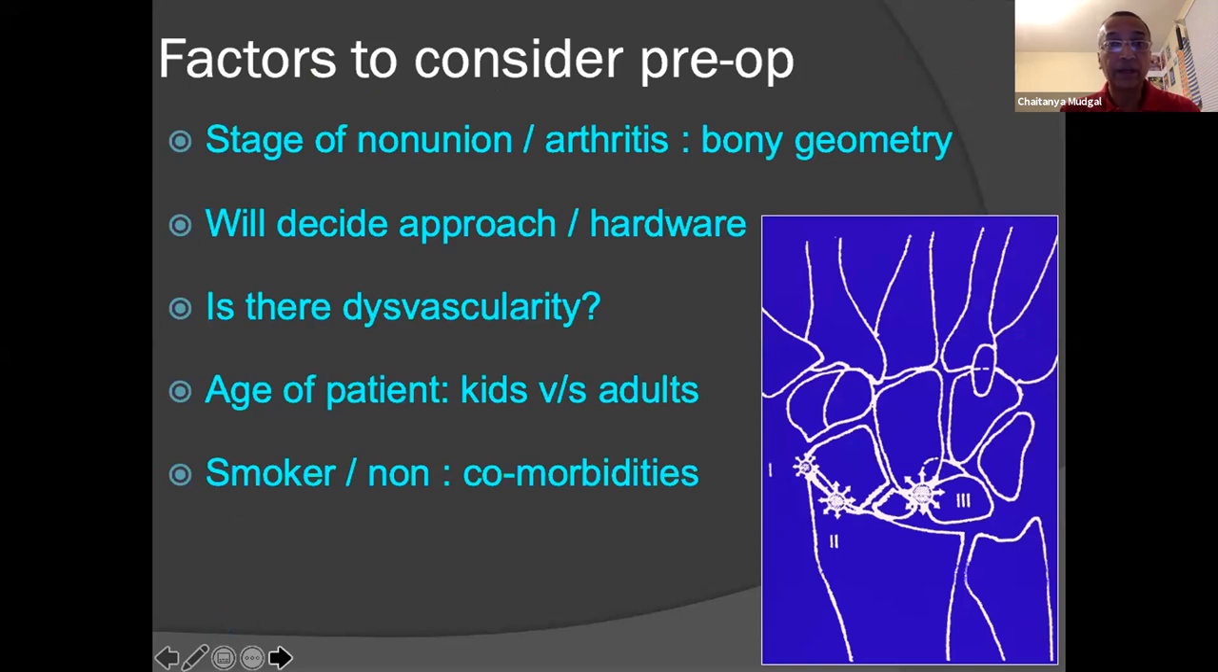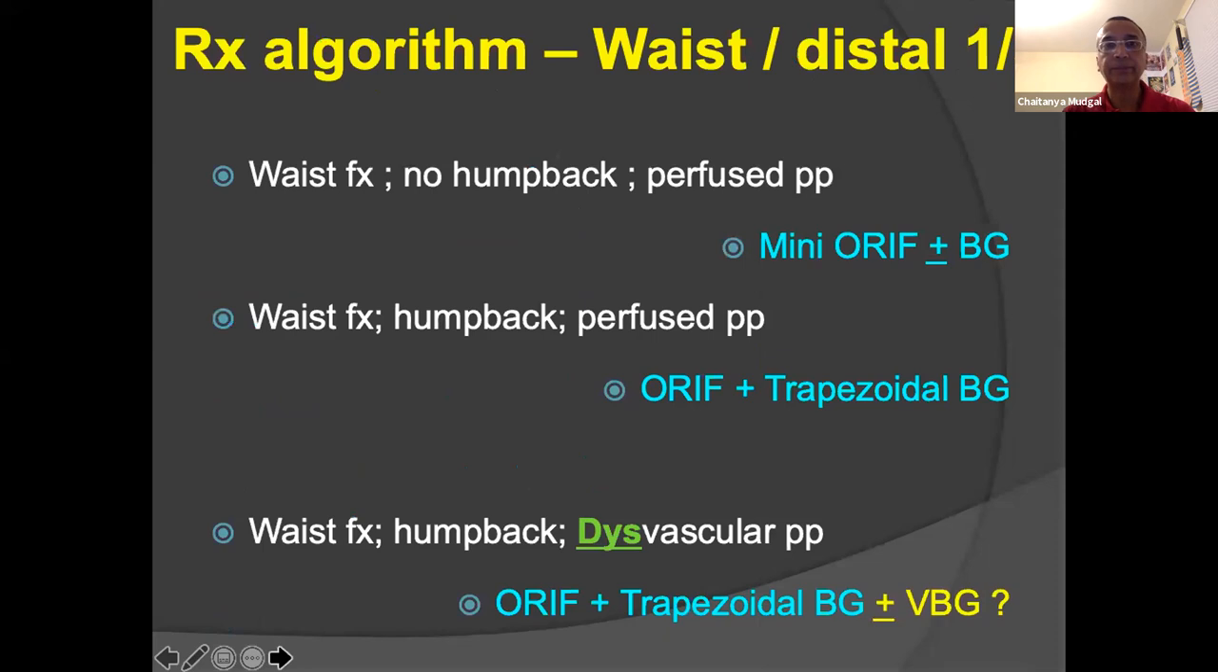Is there dysvascularity? Is it a child or an adult? And finally, are they smokers or not? Do they have any comorbidities which will have adverse influences on the outcome? So here's my basic algorithm. Again, like I said, you have to take this as a brief guideline and not a line drawn in the sand.